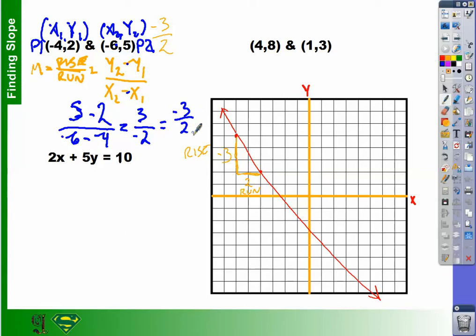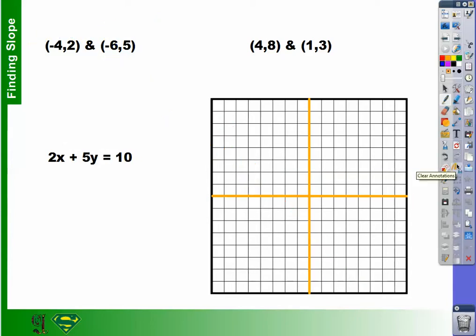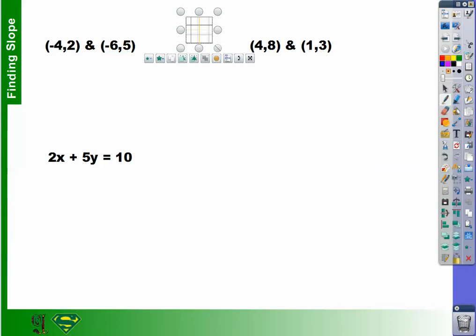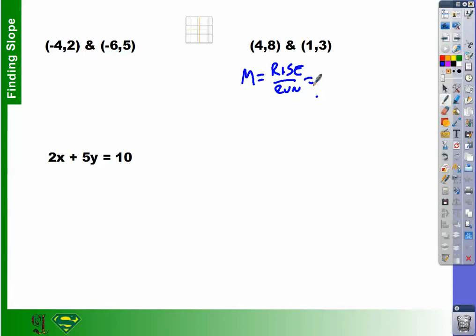So let's try this on another problem. We'll try this same method for this problem right here. Yes, you have done this before. This is not meant to trick or scare anyone. So, just a quick review. Slope is equal to rise over run, which is equal to y2 minus y1 over x2 minus x1.